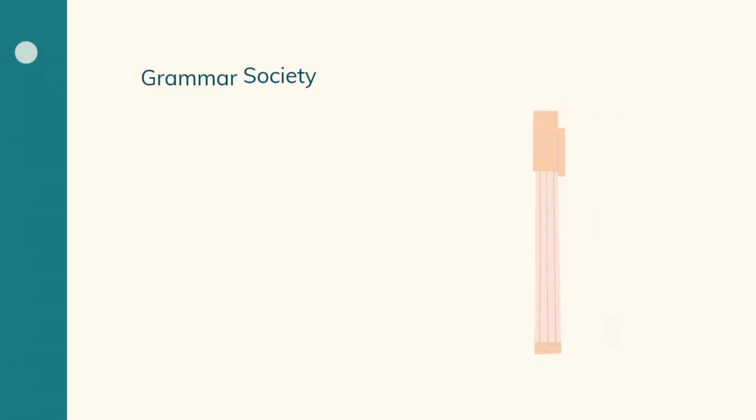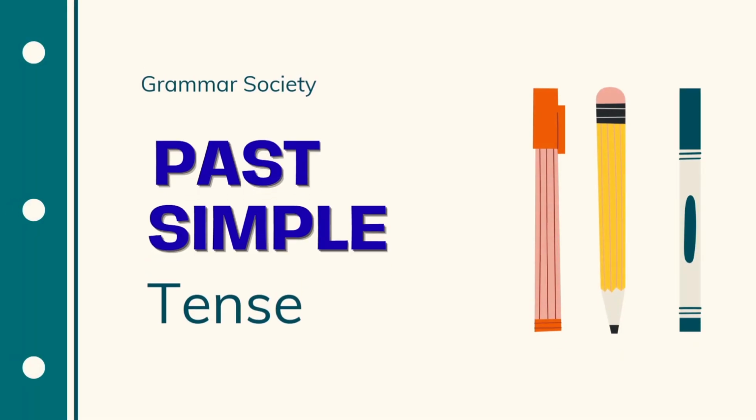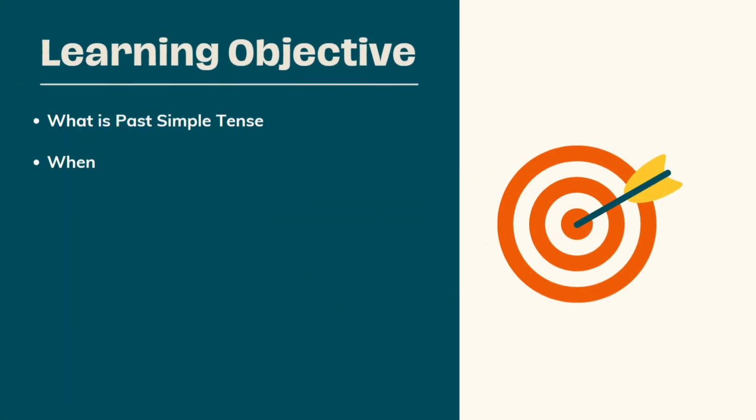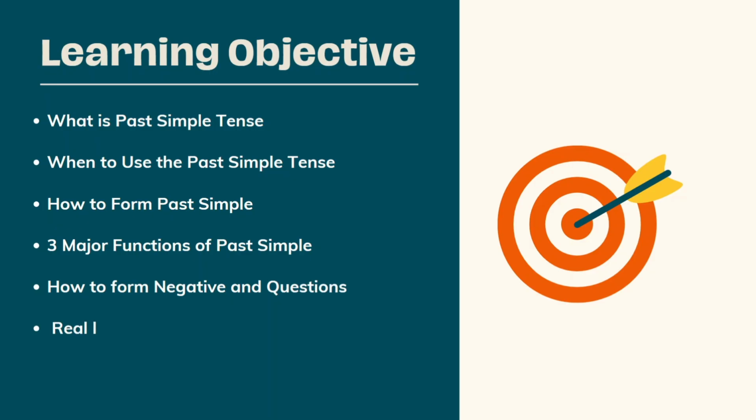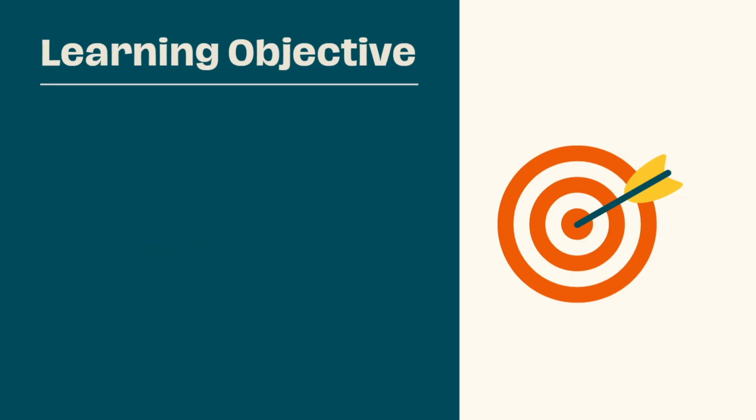And today, in this video, we are going to learn everything about the past simple tense, also called the past indefinite tense. In this video, we are going to look at particularly what is past simple, when to use it, how to make positive sentence, negative sentence, and interrogative sentences with the past simple. And of course, we are going to look at some real-life examples and situations that will make you understand the concept better and clearer. So make sure that you watch the video till the end.